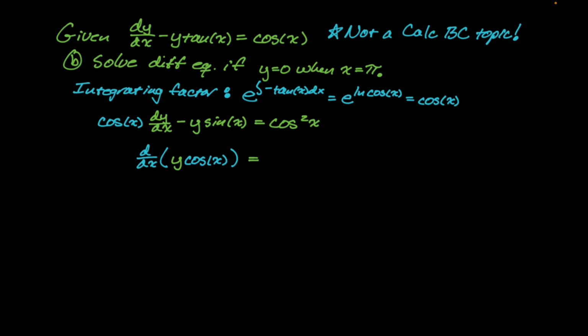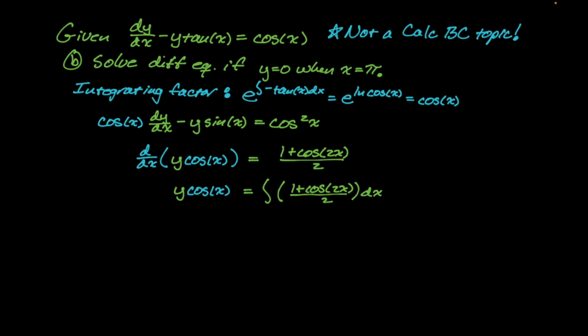To integrate cosine squared, I always use the double angle formula. So I'm going to switch cosine squared of x into 1 plus cosine of 2x over 2. So I have this. If I integrate the left-hand side, because it is the derivative of y times cosine of x, integrating that will just give me y times cosine of x.